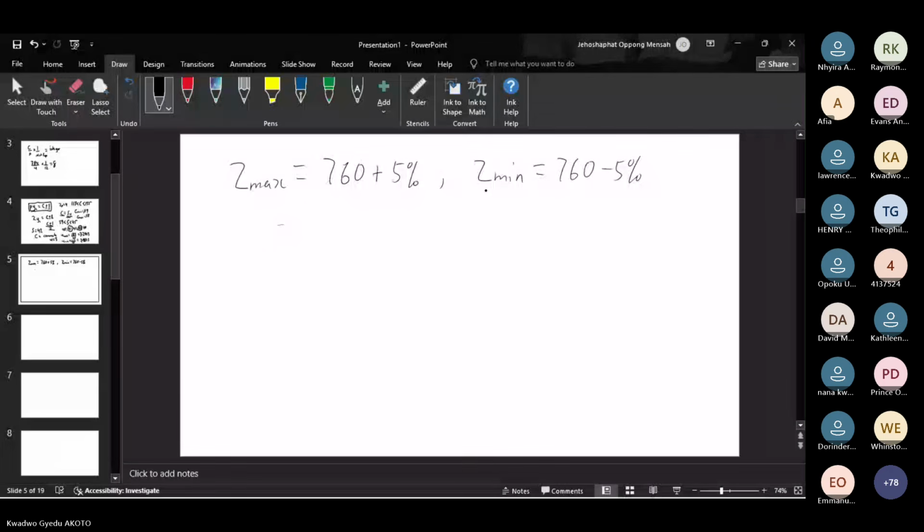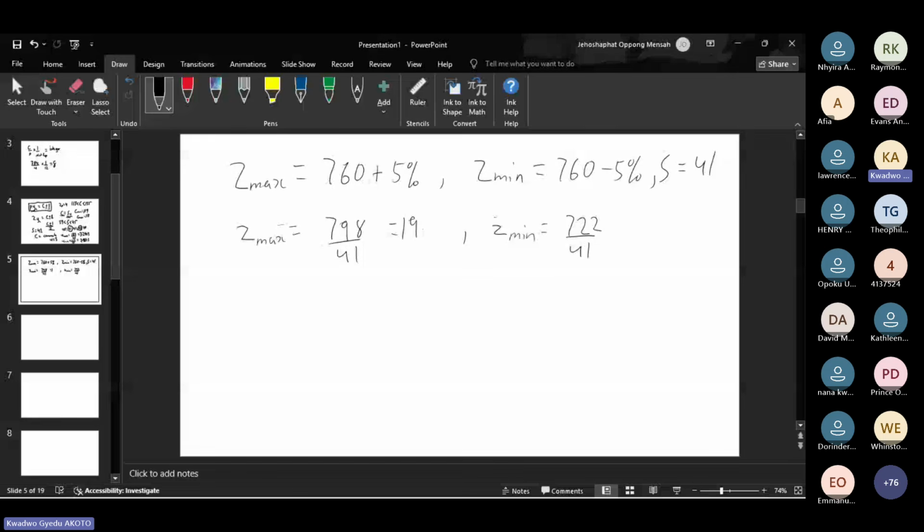So Z max is going to be 798, right? So the maximum number of conductors per slot, small Z max, is going to be 798 on 41, and then the minimum number of conductors per slot, small Z min, is also going to be 722 on 41, right? So here, we get a maximum number of 19.4.